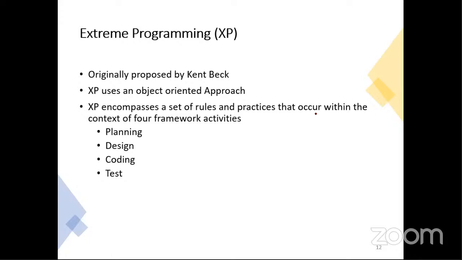The first agile model is extreme programming. What happens in extreme programming? Originally this was proposed by Kent Beck. XP programming uses the object-oriented approach. XP encompasses a set of rules and practices that occur within the context of four framework activities, that is planning, designing, coding, and testing. What happens exactly in all of those, we are going to see in detail.